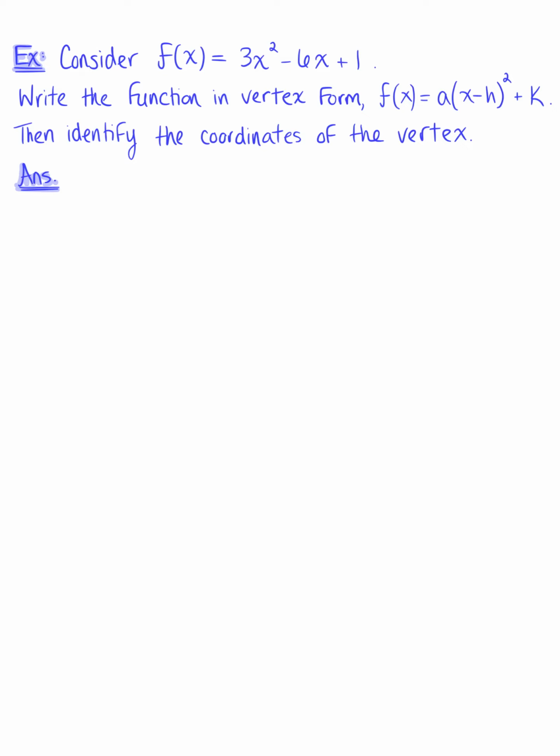Consider the given quadratic equation in standard form. We now want to write the function in its vertex form, and then use the vertex form to identify the coordinates of the vertex for this parabola. So we are given a quadratic equation in standard form, f of x is equal to 3x squared minus 6x plus 1.